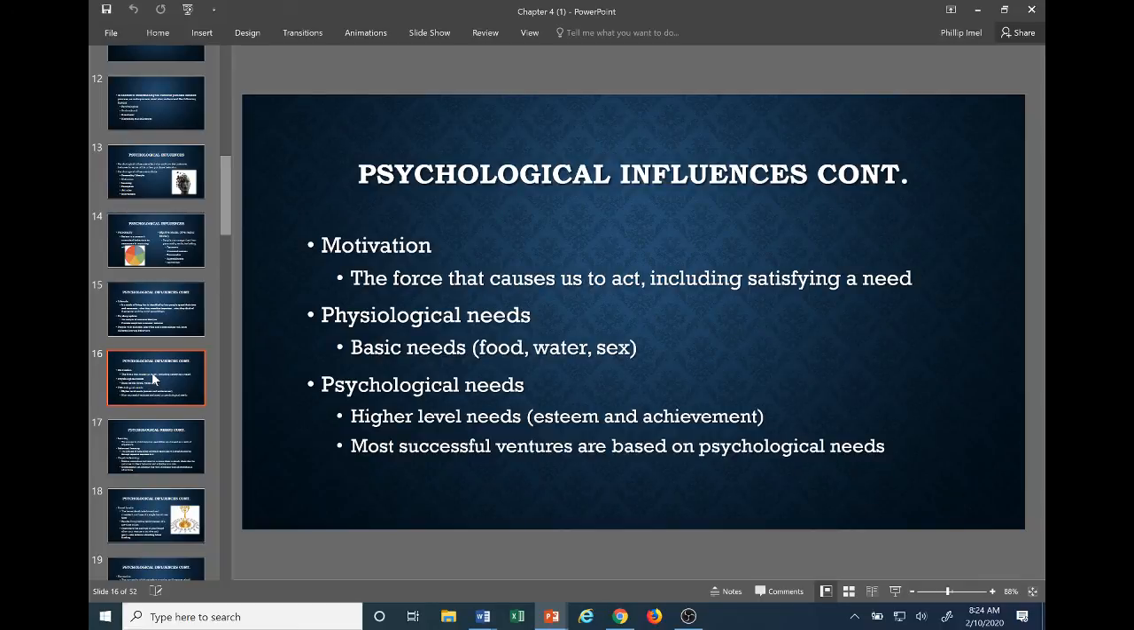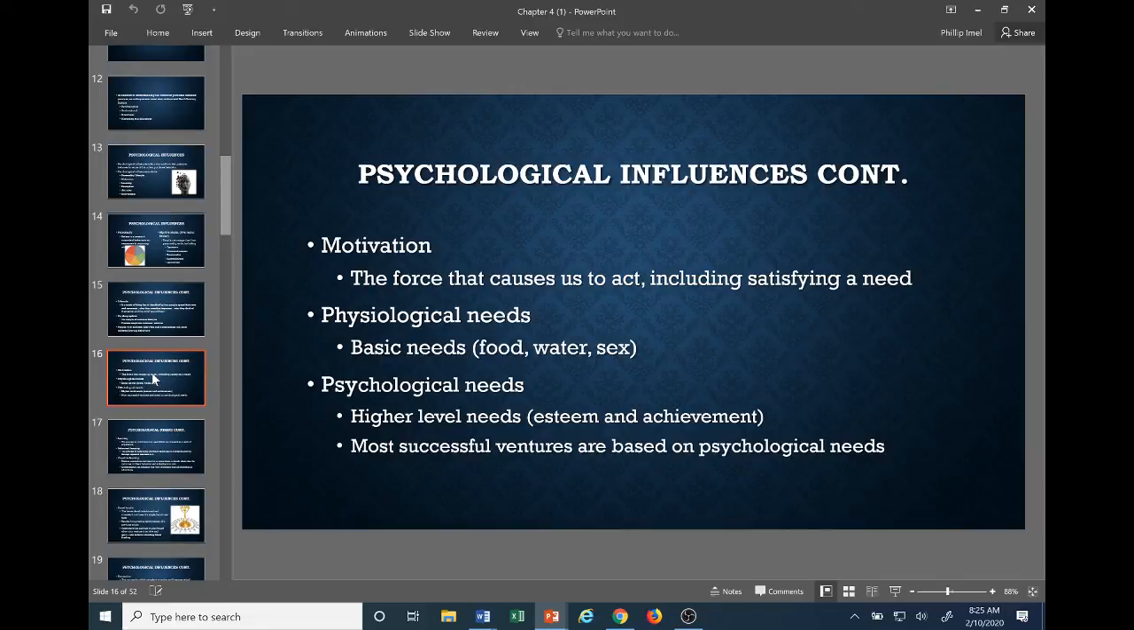Physiological needs such as the basic needs like food, water, and sex. So obviously, people's physiological needs. People like different types of food. Some people are really health conscious. Some people really aren't that health conscious. So just stuff of that sort.